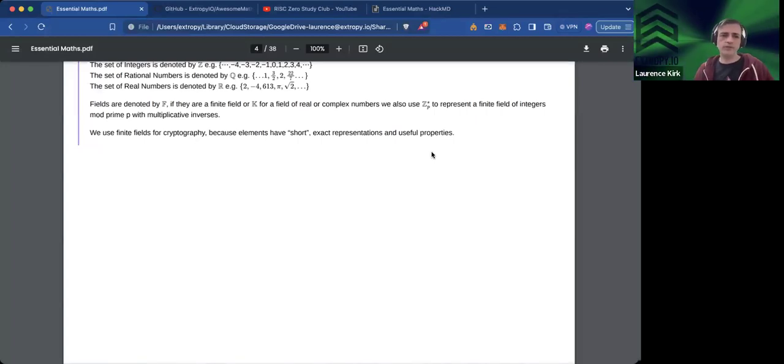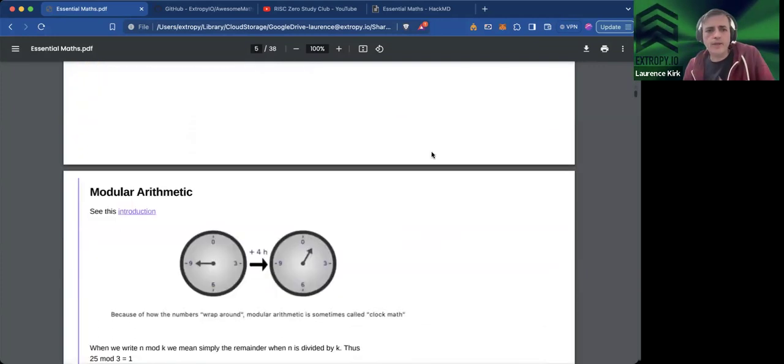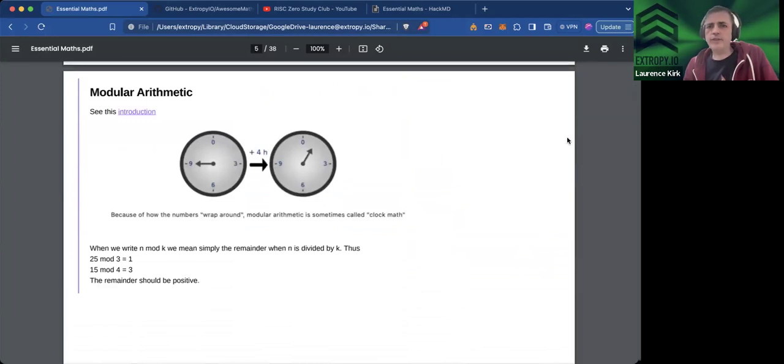It also simplifies some of the maths and gives us short representations of things. When we're dealing with integers, it is easier to deal with those than, say, rational numbers when we're doing certain types of operations. Now, a lot of the operations that we do when we're using zero knowledge proofs is using modular arithmetic.